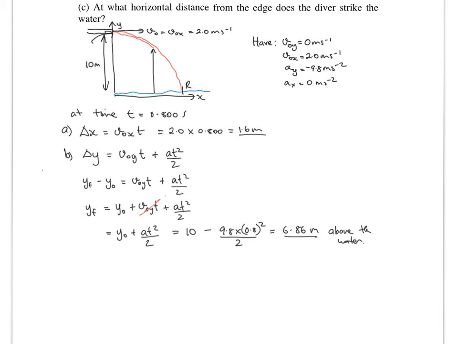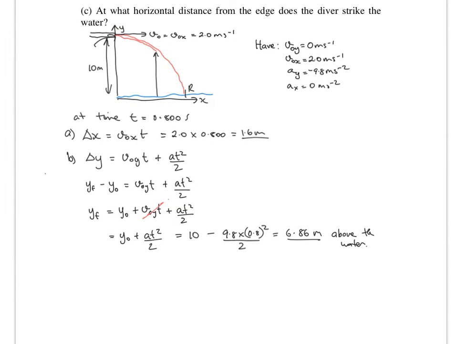The last question, C, is asking what horizontal distance from the edge does the diver strike the water? So that's the range that we're looking for here. So that happens when delta y equals minus 10 meters. So we've undergone a displacement of minus 10. So we started at 10 meters, and then we've done a change in our displacement of minus 10 to end up with a final position of 0 meters relative to our origin here.